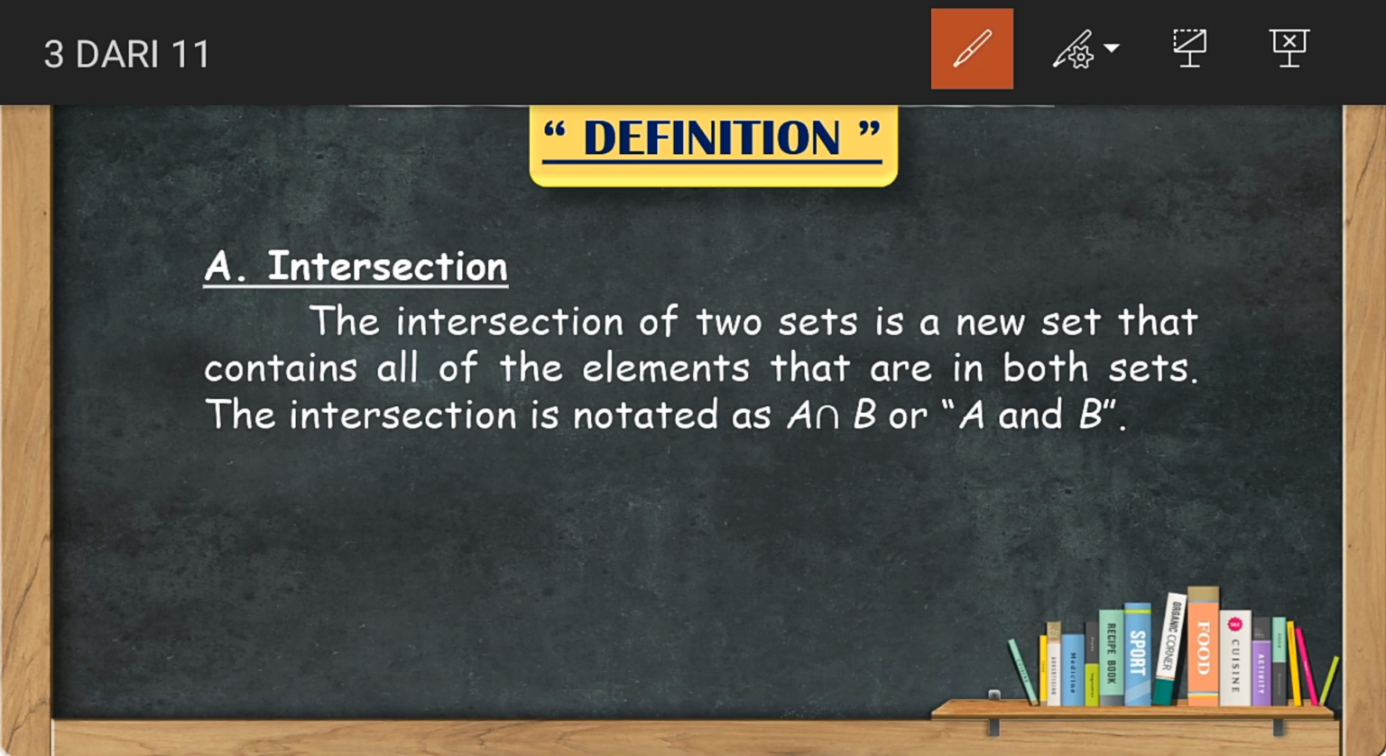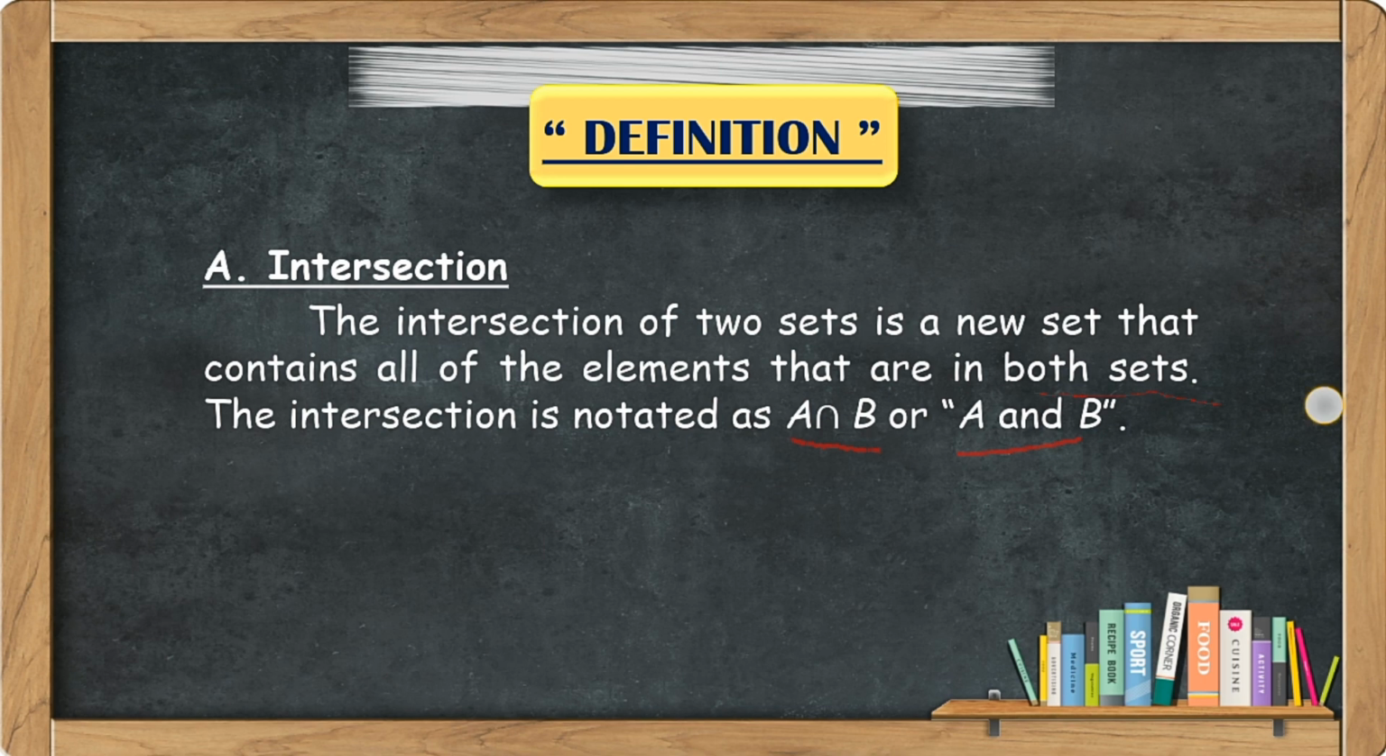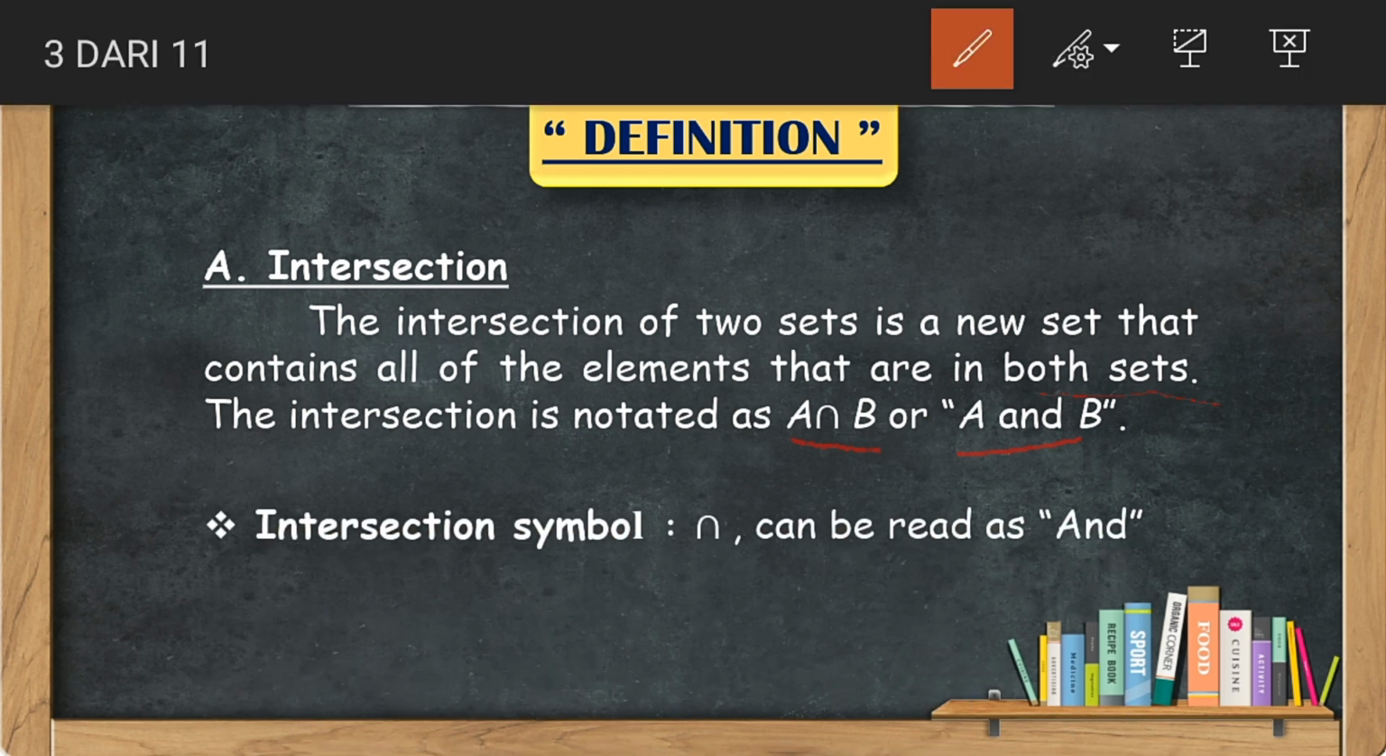The intersection of two sets is a new set that contains all of the elements that are in both sets. The intersection is noted as A intersect B, or A ∩ B. The intersection symbol is like that, and it can be read as "and".